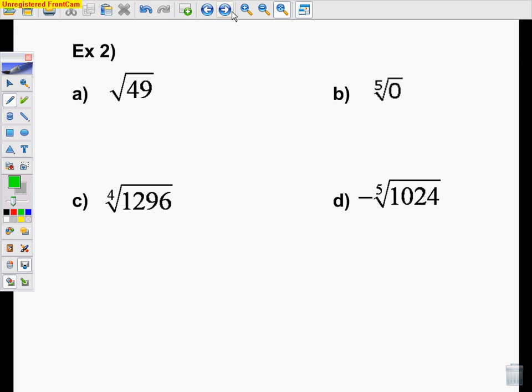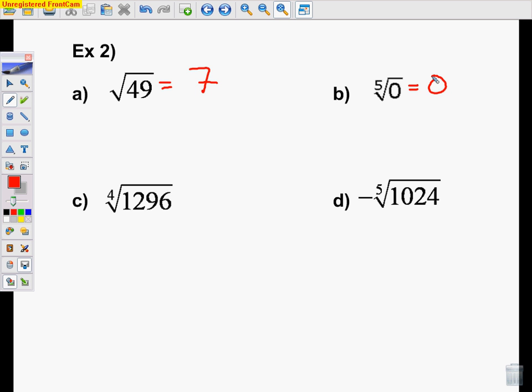So here, example 2a, we have the square root of 49. Just so that you know, anytime you have a square root and there's no index on it, the index is automatically a 2 because the square root is kind of like the parent function of all of it. So the square root of 49 is 7. Fifth root of 0 is our next one. What number can you multiply by itself 5 times to get 0? Well, 0.